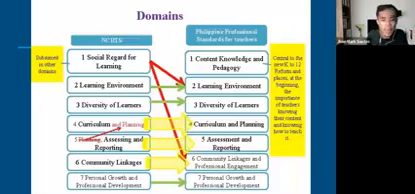Under NCBTS, first things first, you will be talking about social regard for learning. That's the first one for NCBTS. Number 2 is learning environment. And number 3 is diversity of learners. As we all know, learners are coming from a diverse background or diverse group. So basically, as a teacher, you need to understand their behavior. Number 4 is curriculum and planning. Number 5 is assessing and reporting. Number 6 is community linkages. And number 7, it's your personal growth and professional development.